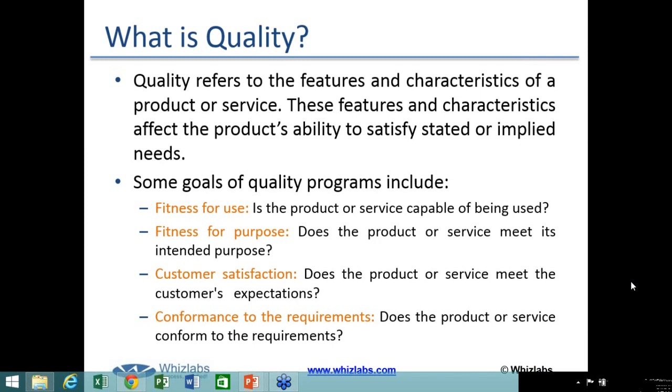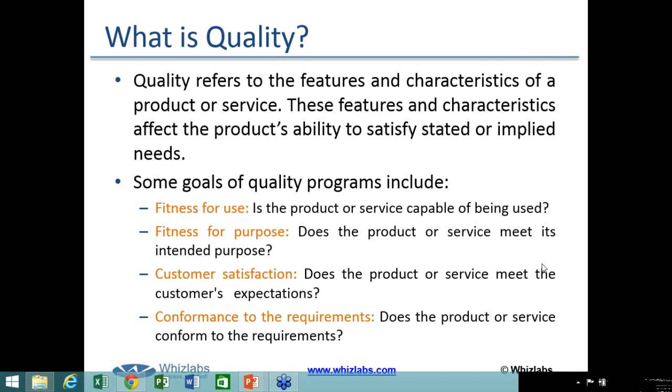Okay. So once again, let's recap about quality. Quality refers to the features and characteristics of a product or service. These features and characteristics affect the product's ability to satisfy stated or implied needs. So whatever characteristics we have in the final product, that should be in line with the needs of the customer.